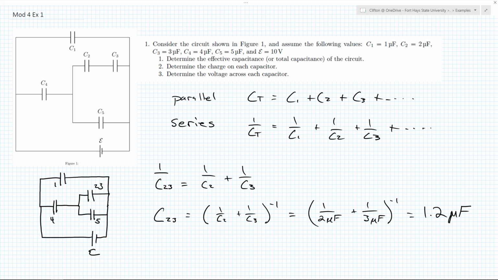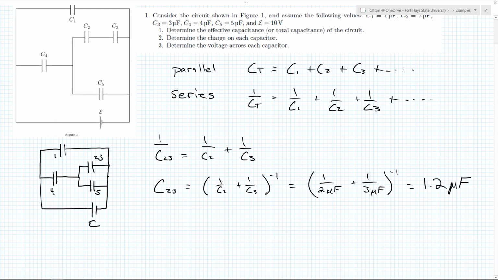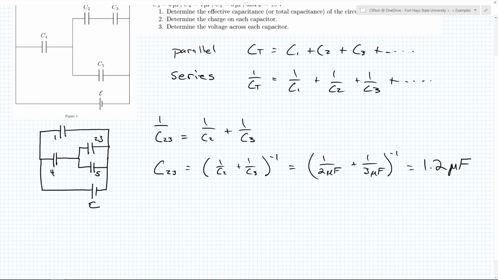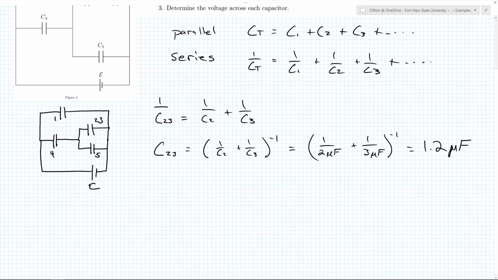Now I need to again try to identify capacitors that are in parallel or series. The only two capacitors that are in parallel or series now would be this effective capacitance that I just created, so the effective capacitor for C2 and C3, and capacitor 5. Those two are in parallel, so I can replace them with a single effective capacitor. And the effective capacitance is just the sum of the two capacitances.